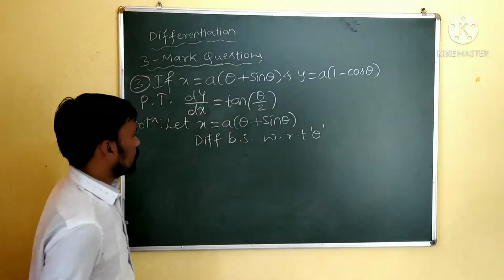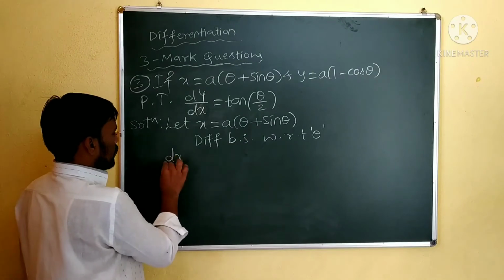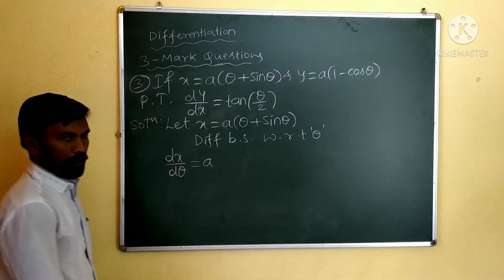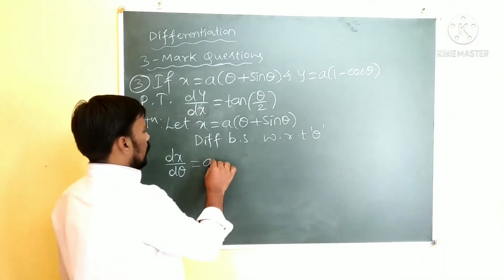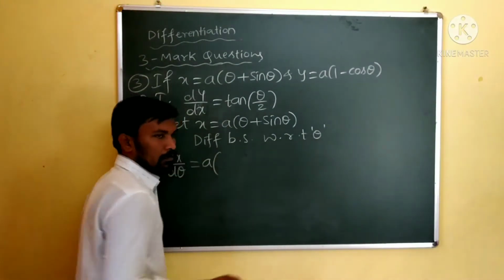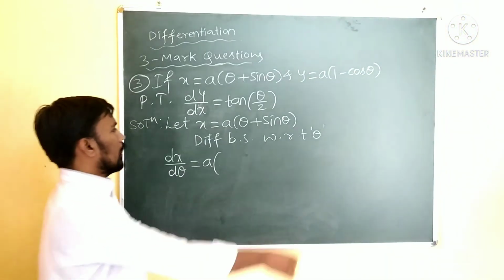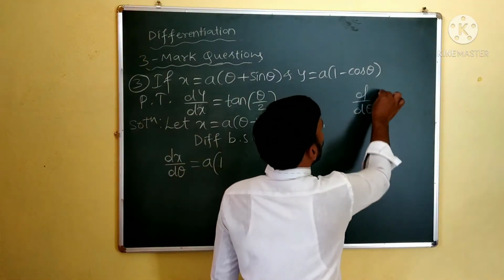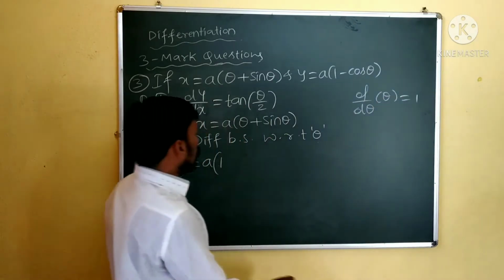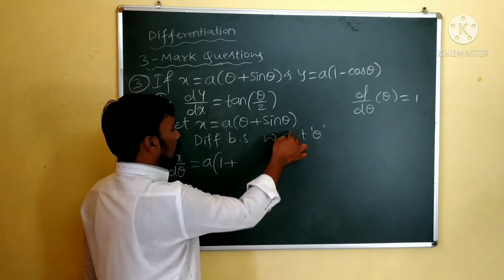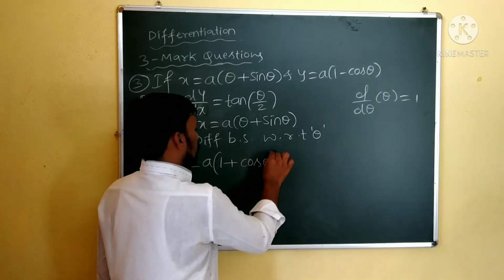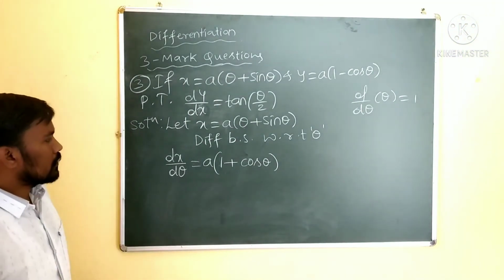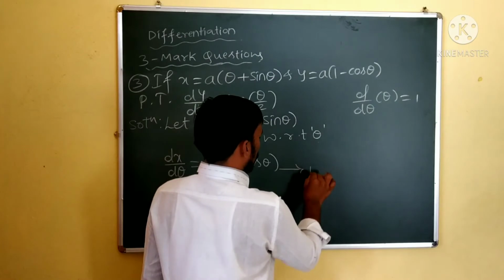Differentiate on both sides. So derivative of x with respect to theta is dx by d theta. That is equal to a, which is a constant. It is understood that a and b are constants. And derivative of theta with respect to theta, like derivative of x with respect to x, is what? 1. Similarly, derivative of theta with respect to theta is 1. Plus derivative of sin theta with respect to theta is cos theta. Derivative of sin theta is what? Cos theta. Simple formula. So this is equation number 1.